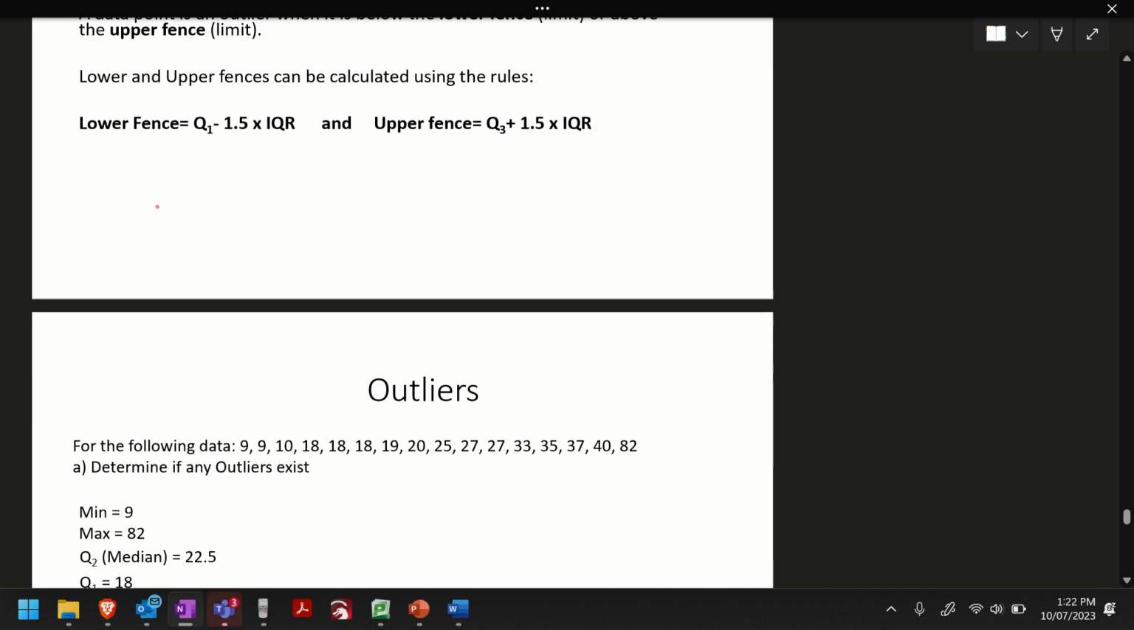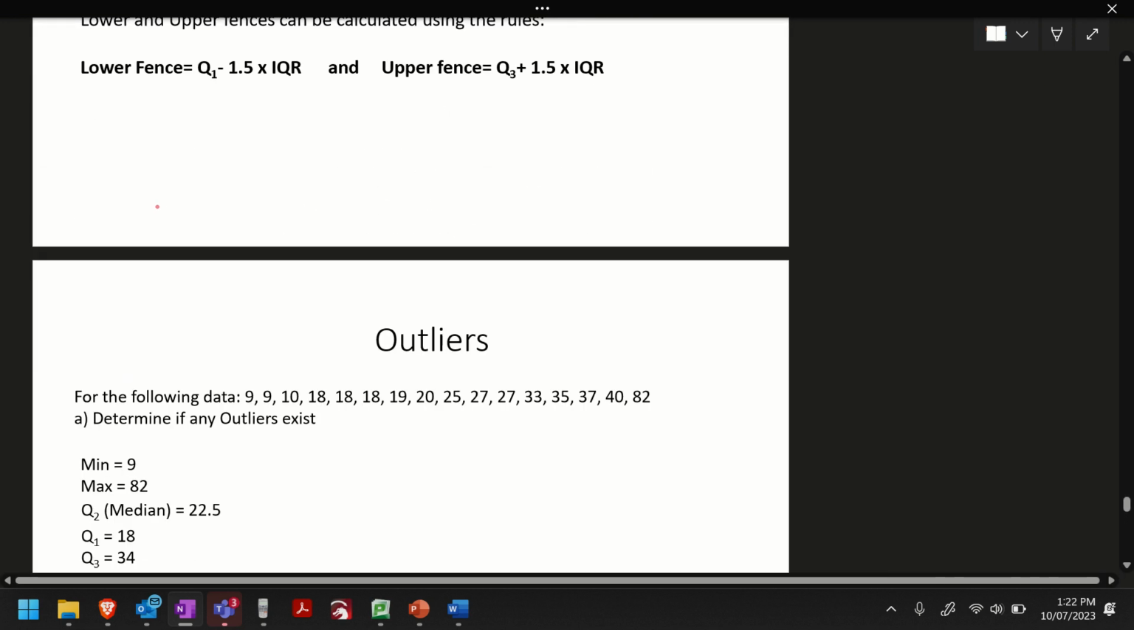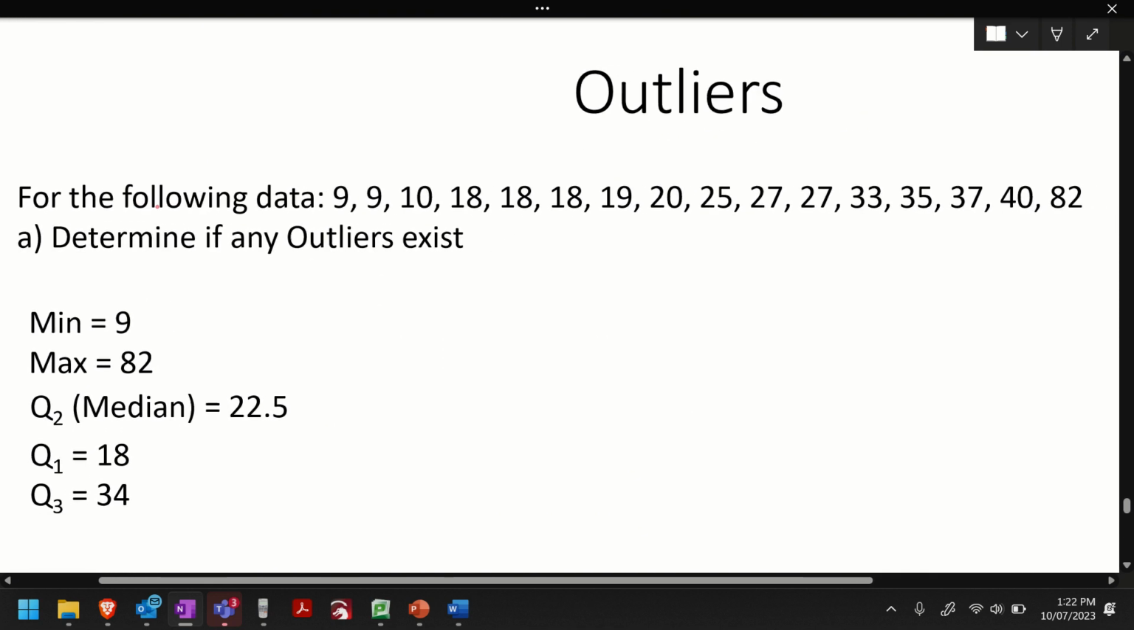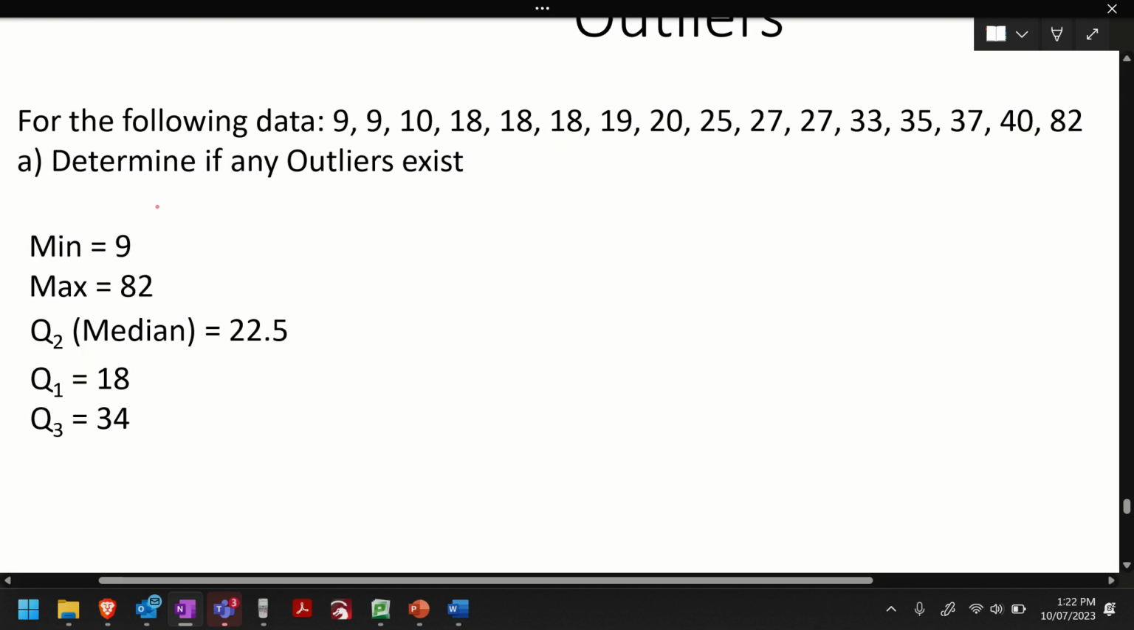Okay, so let's calculate some of these outliers, and then we'll do one more example. You might need to write the data in again, but I've put it in for you so you don't have to worry about it. For this data, determine if any outliers exist. When we do this, you have to determine it using the fences. One thing that's missing here is the IQR. I want to put that in here.